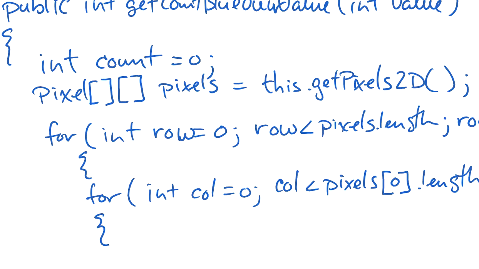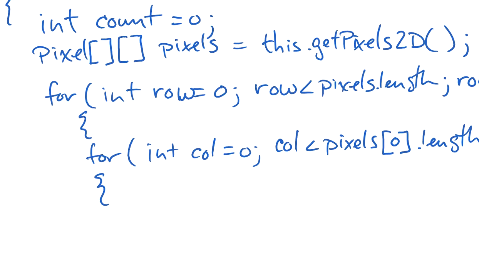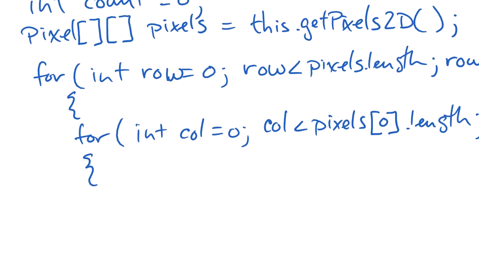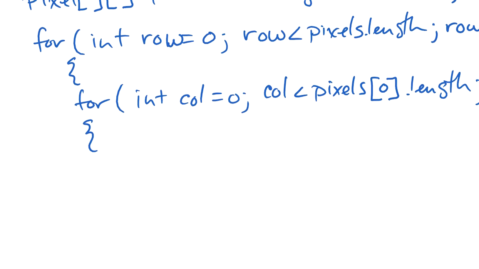nested for loop. So now we're ready to start doing things, and what we're doing is we need to grab the blue and decide if blue is bigger than a certain value. If it is, we're going to increase our count. So I'm just going to define a variable. I'll call it int blue, BLUE.